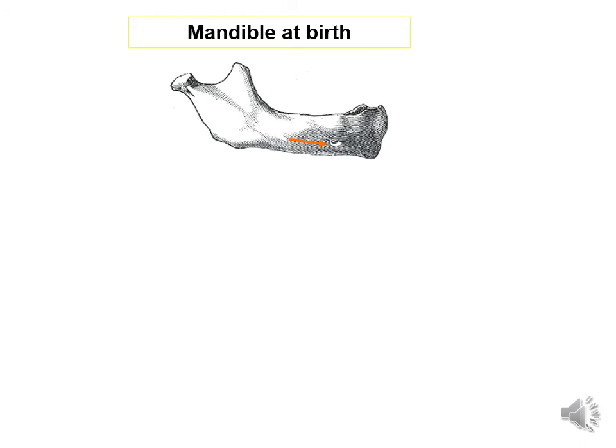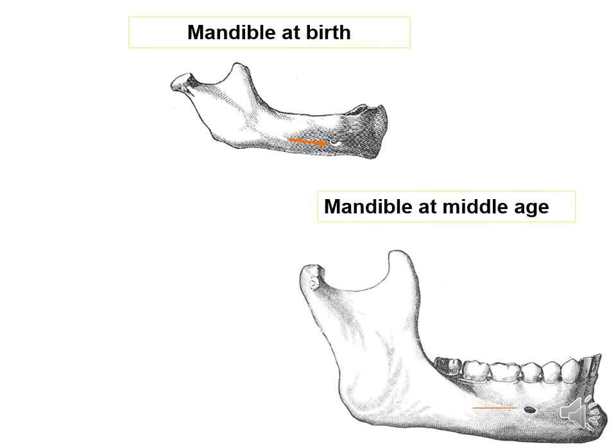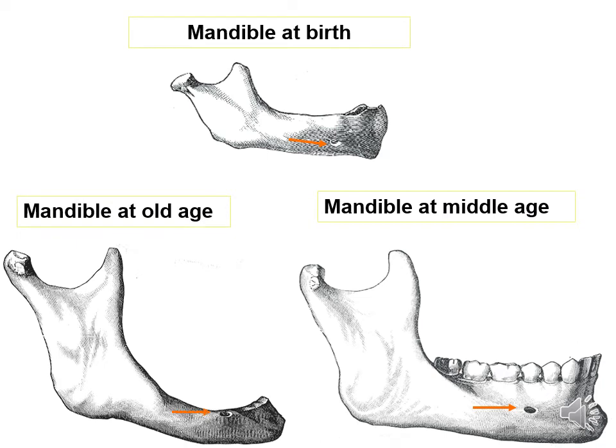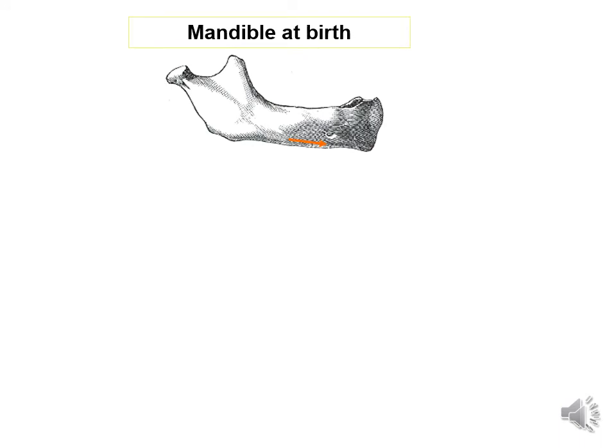There is another thing we said before: the angle of the mandible. This is the mandible of an infant. This is the mandible of a middle-aged person, and this is the mandible of an old age. If I look at the angle, what is the angle of the mandible? Well, the angle of the mandible is that part. The mandible has two parts.